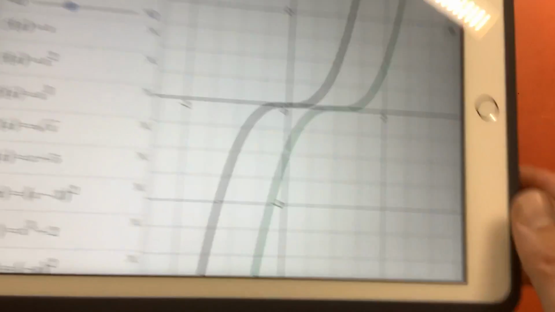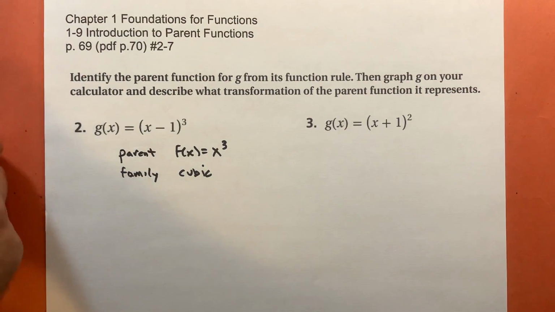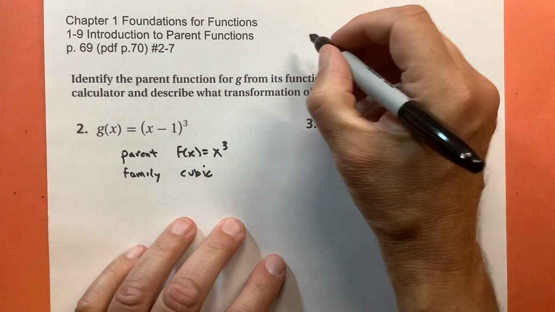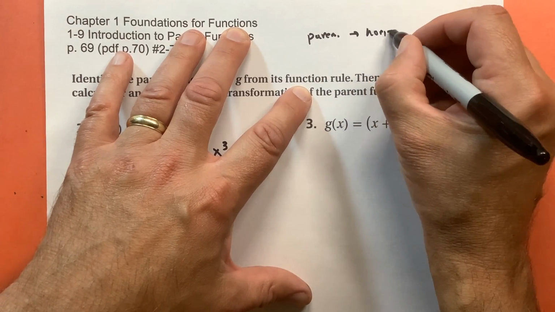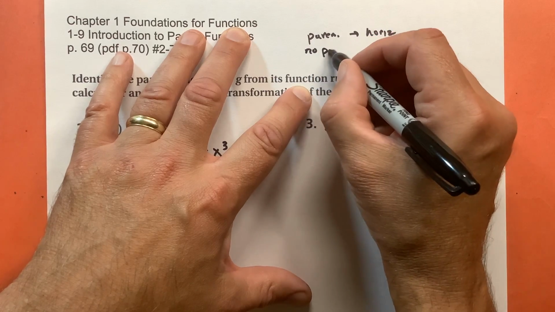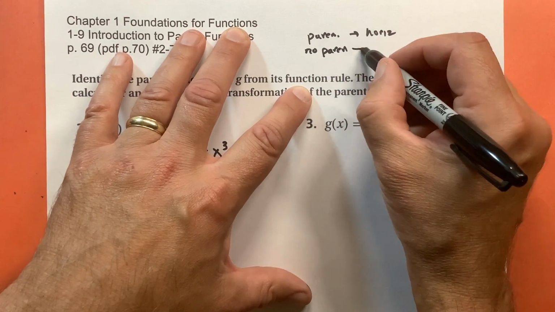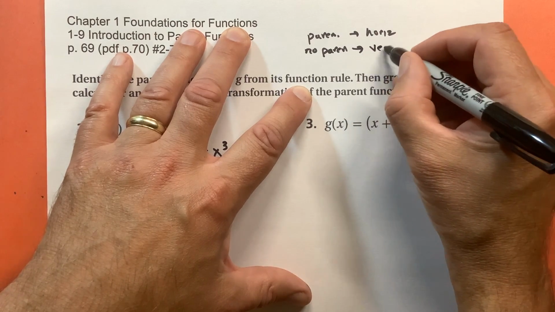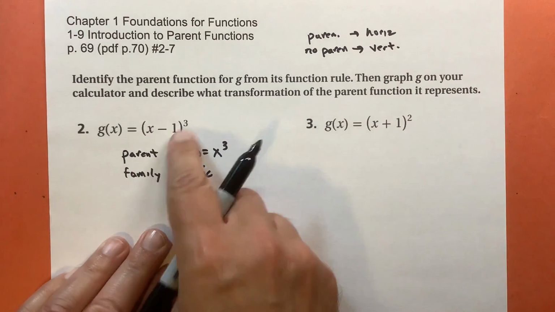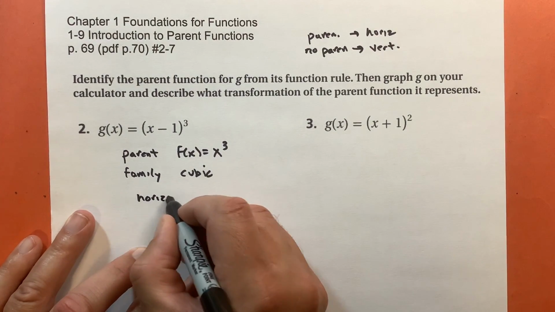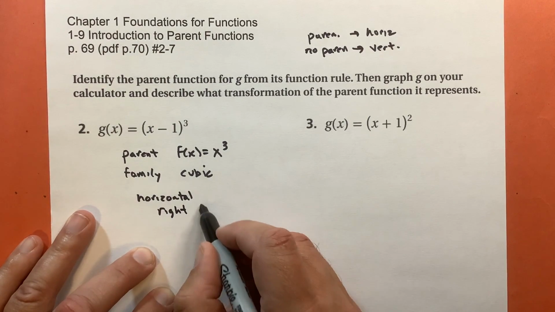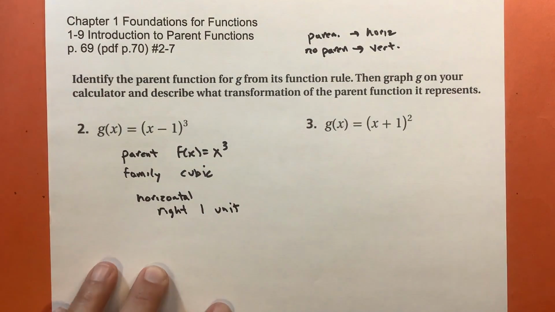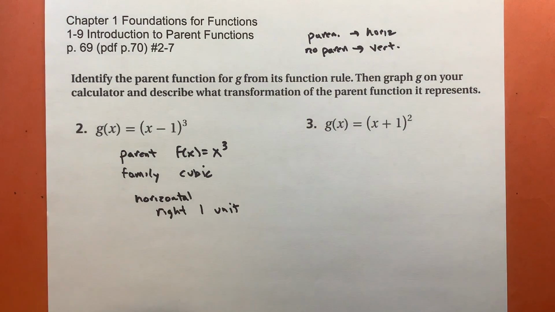Now, if you remember in an earlier video, and maybe I should write it down again, I said that if you see parentheses, and I'll just abbreviate, that tells me I have a horizontal transformation. And if you have no parentheses, at least the x is not inside parentheses, I should have been clear about that, it is a vertical transformation. I see parentheses, so this is going to be horizontal, and it looked like from the graph that it moved to the right 1 unit. And of course, right now we're just trying to use the graph to describe what we see. All right, let's look at number 3.